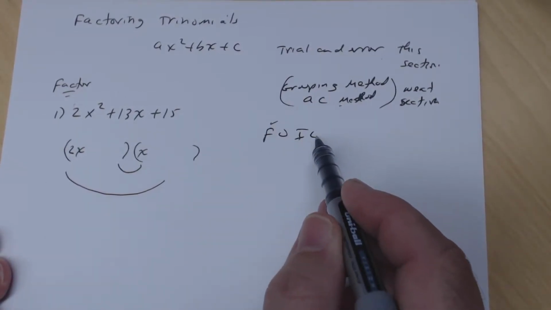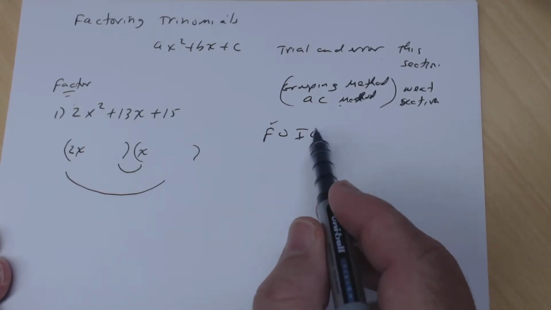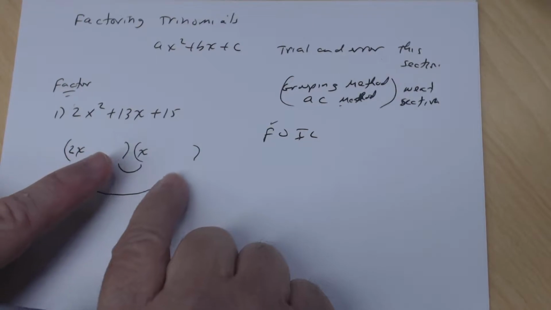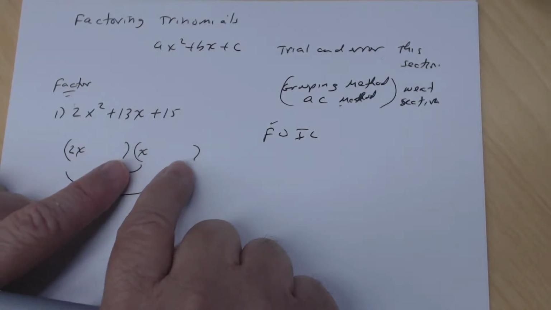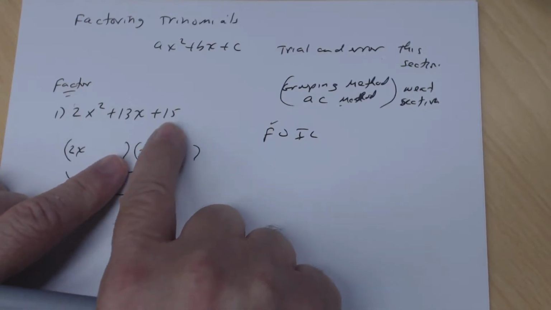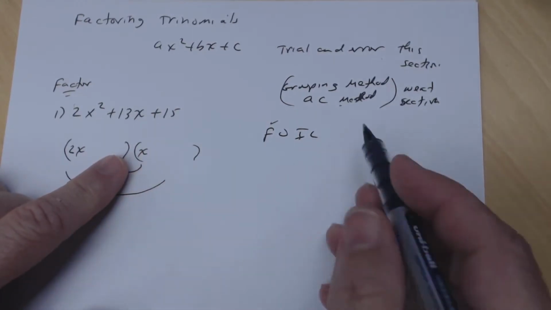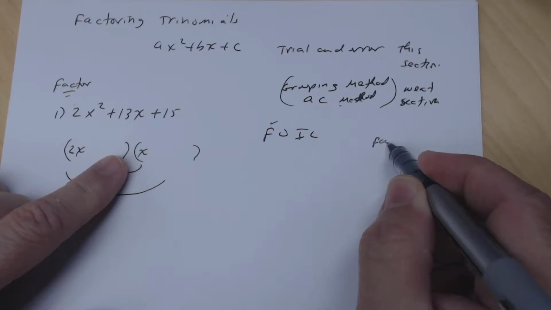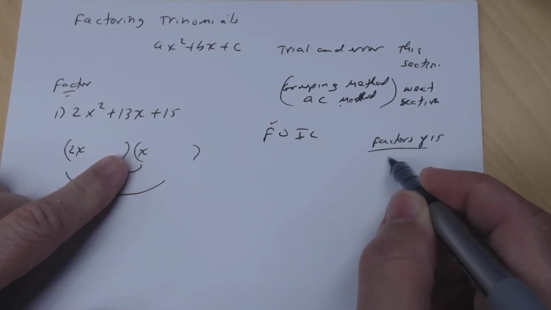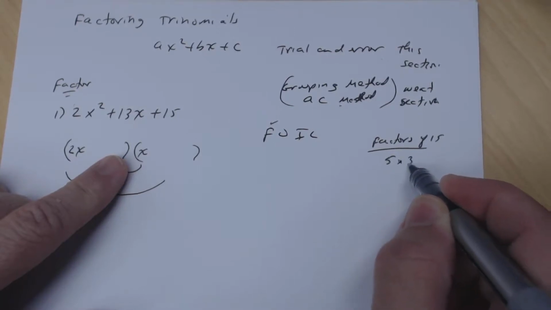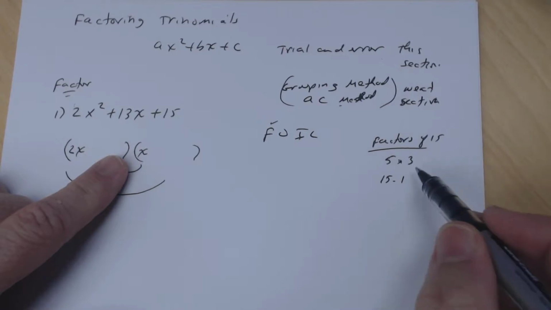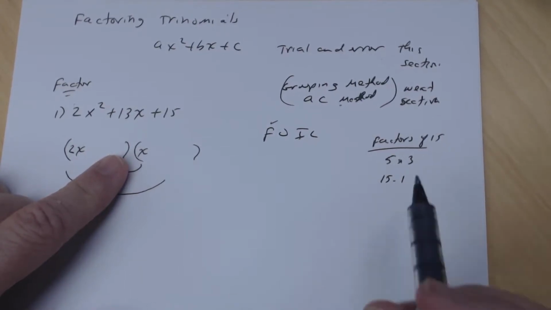Now we go to the L. Remember, always be consistent. I need two numbers whose product is 15, so that when I multiply them out, I get 15. For example, factors of 15: I can say 5 times 3 is 15, or 15 times 1 is 15. Those are the only possibilities.